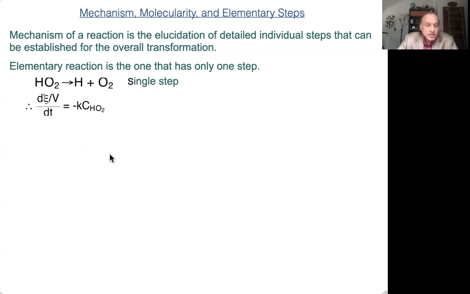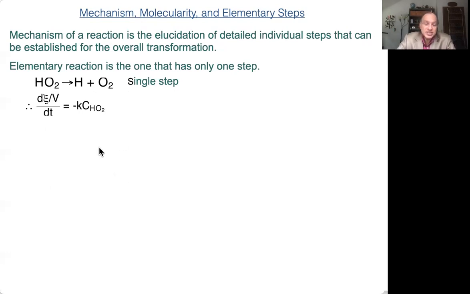And then you have the rate of that elementary process. You can write it very easily because that's a chemical reaction. d(ξ)/V dt, the rate of change in the progress per unit volume, is minus k times the concentration of HO2, right? Concentration of HO2 raised to the power 1, because that's an elementary step.